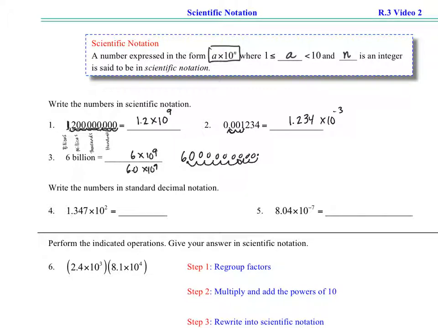And then I like to just count off in groups of three, 1, 2, 3, and then 1, 2, 3, and so on, and then put in your commas. So then that would be how you would write that in regular notation.